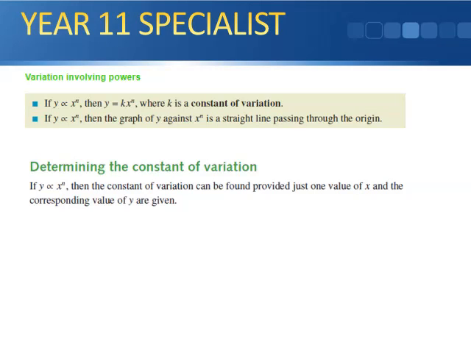Variation involving powers. Now we'll get the same thing with powers. We actually need to read it carefully, and sometimes they might give us a graph, or we might need to work things out, but we do it exactly the same way. To find that constant of variation, that k, all we need is an x and a y value, just like we do in a straight line, and we can find k.